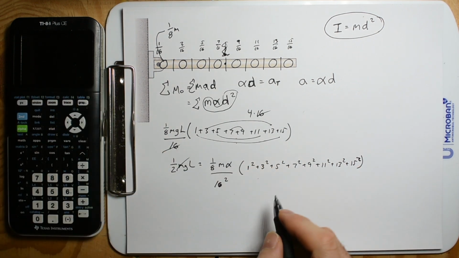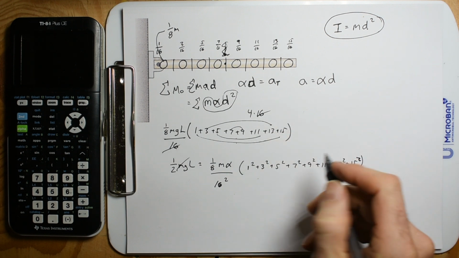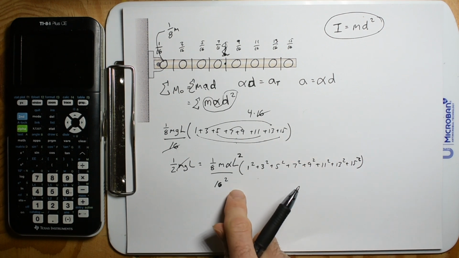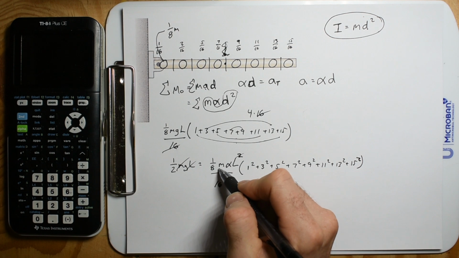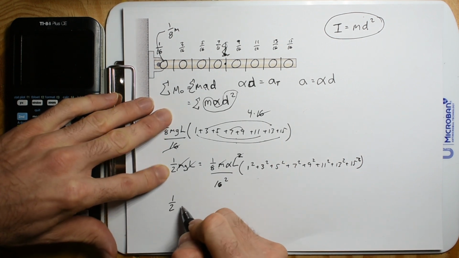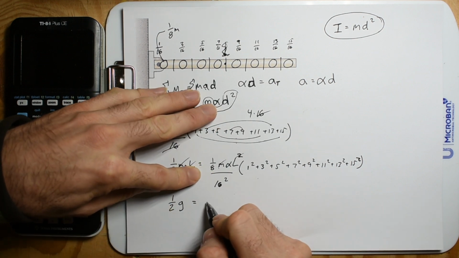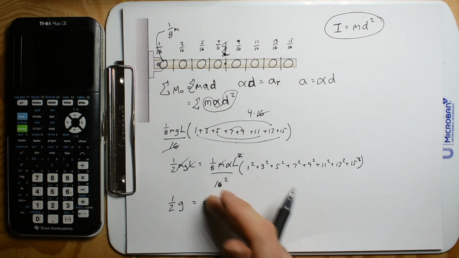And then this side is L squared. Cool. And so we can factor out an L on both of those. We can factor out a mass. So just to clean it up, we have 1/2 G is equal to, I'm just going to write the letters, alpha L. And then all the numbers involved on this side.